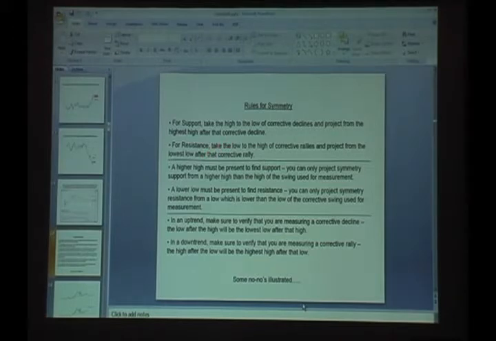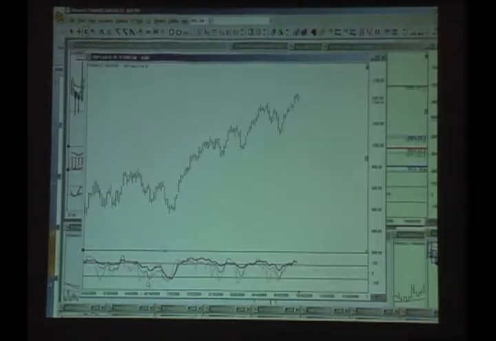A higher high must be present to find support. You can only project symmetry support from a higher high than the high of the swing used for measurement. In other words, you're not projecting from a lower high. That's what that means. You need a higher high to find support.